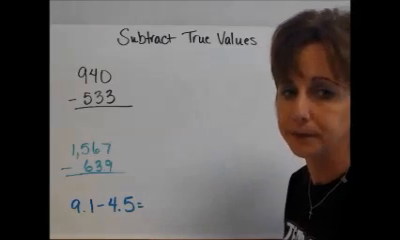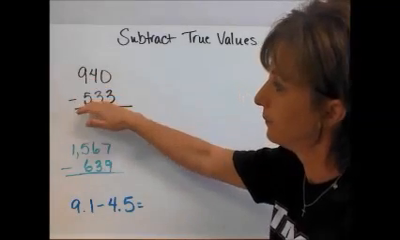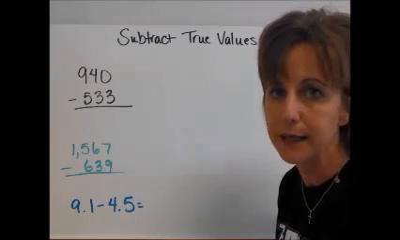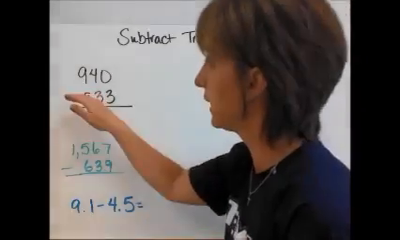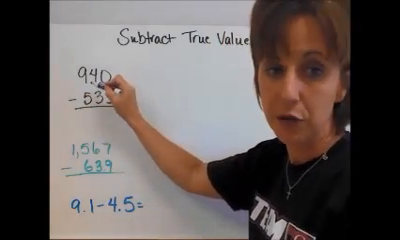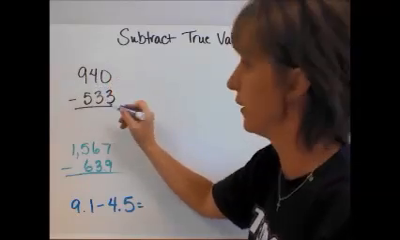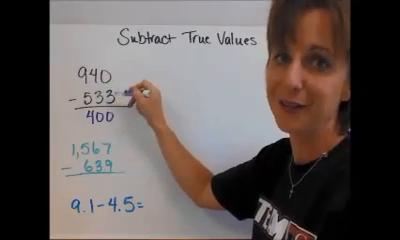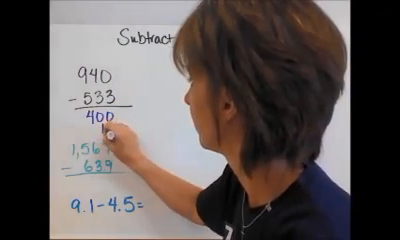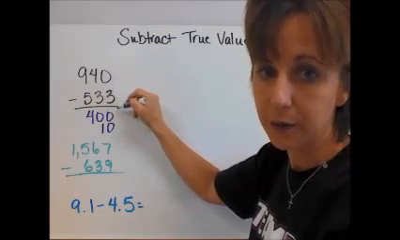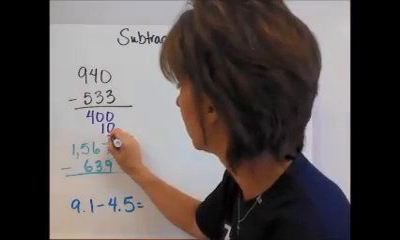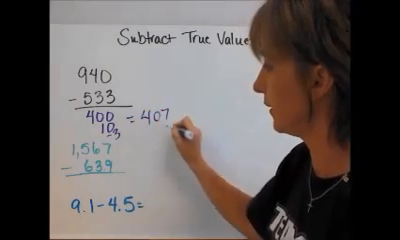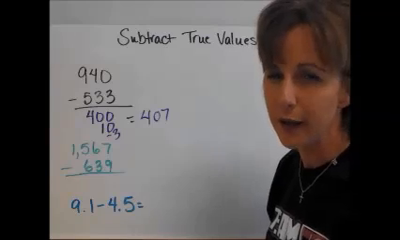Subtracting true values. Students very often would use regrouping to solve this, but if we say 940 minus 533 and we don't regroup, we can use true values. 900 minus 500 is 400. 40 minus 30 is 10. And 0 minus 3 is negative 3. And so 10 minus 3 is 7. 407 is our answer, using true values to subtract.